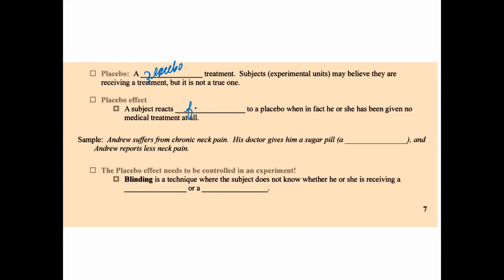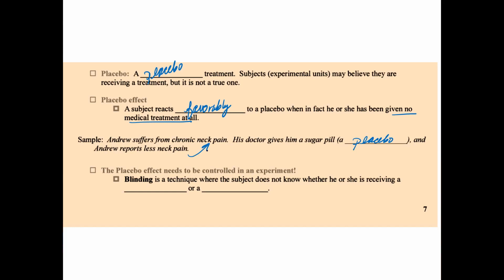Placebo effect is when the subject reacts favorably to a placebo when in fact he or she is given no medical treatment at all. So for example, Andrew suffers from chronic neck pain. His doctor gave him a sugar pill, better known as a placebo, and Andrew reported less neck pain. So maybe it's just all psychological, or maybe Andrew really doesn't have neck pain and he just wants to get some pain medication. The placebo effect needs to be controlled in an experiment.